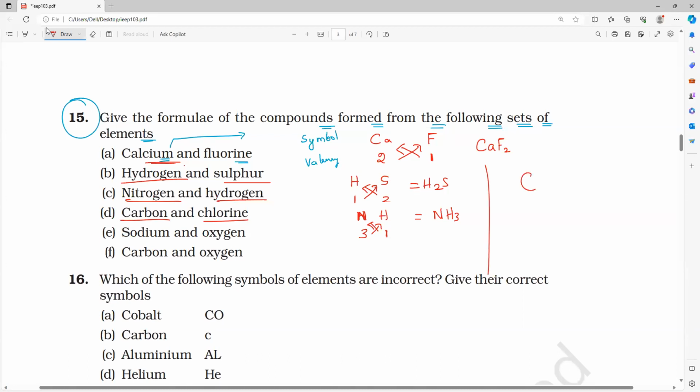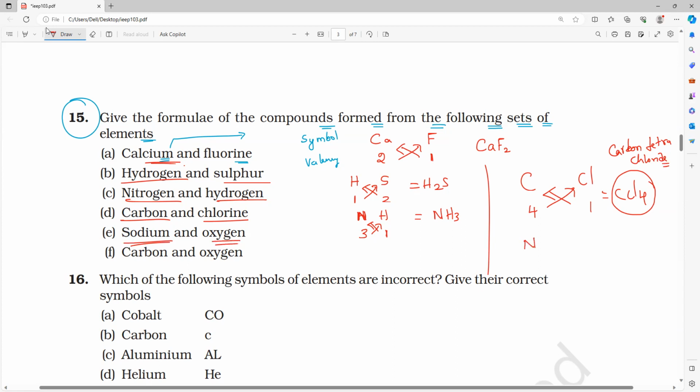So carbon symbol C, chlorine symbol is Cl. Carbon is 4, chlorine is 1. So if you have made the formula, what will happen? CCl4, carbon tetrachloride. Very, very important. In 10th class it will come again. Carbon tetrachloride. Next, sodium and oxygen.